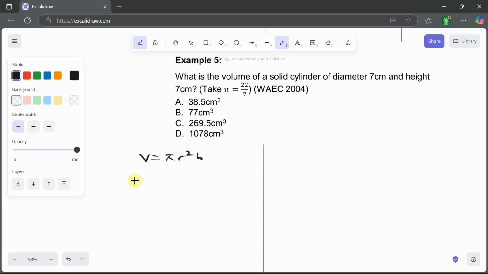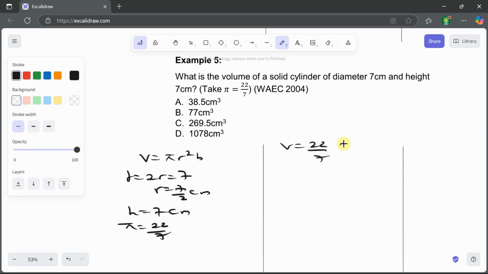We're told that the diameter, which is 2r, is 7. So that means our r is 7/2, and then our height is 7. So this is 7/2 centimeters and 7 centimeters. Then our pi is 22/7. So if I substitute, v will be equal to 22/7 times (7/2) all squared times 7. So this is 22/7 times 49/4 times 7. 7 cancels 7.